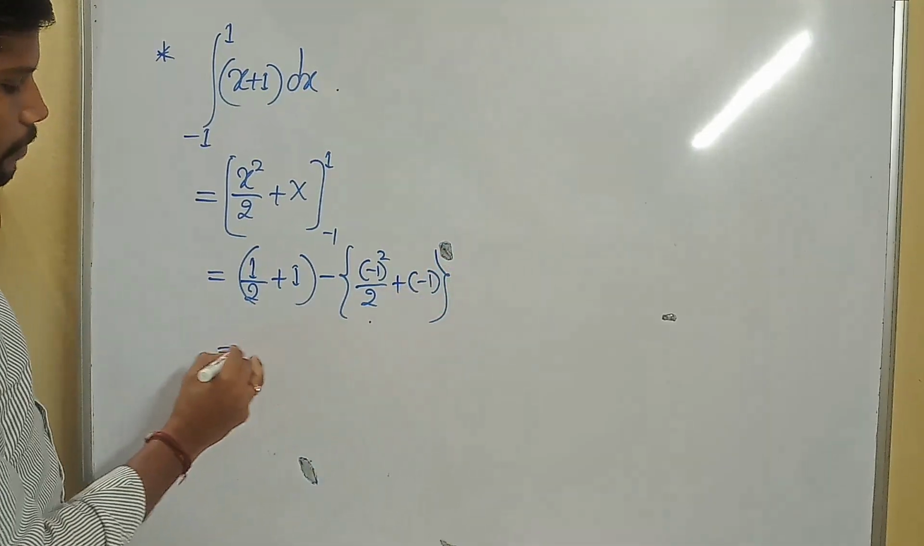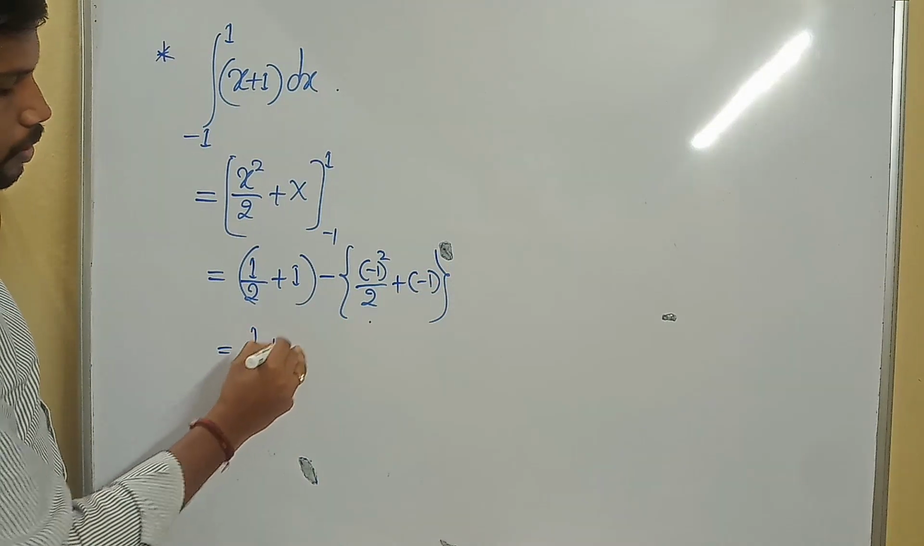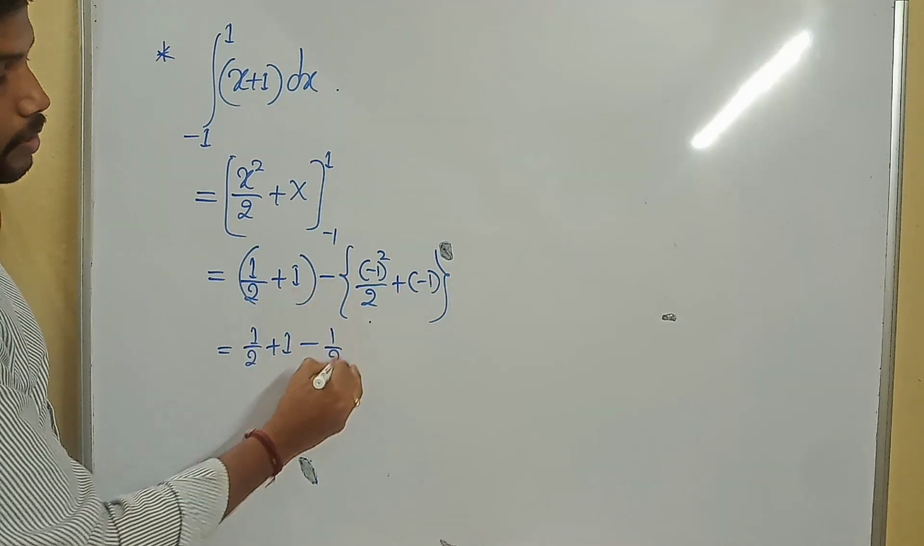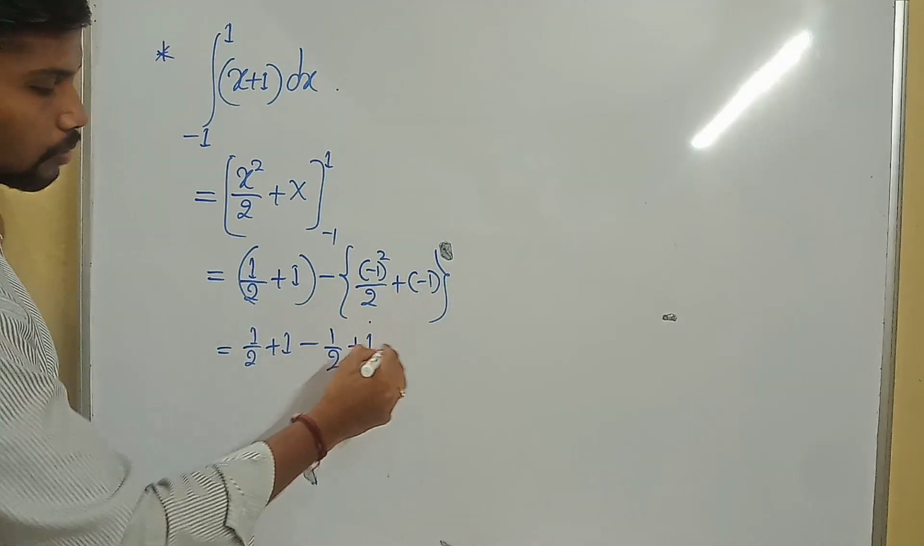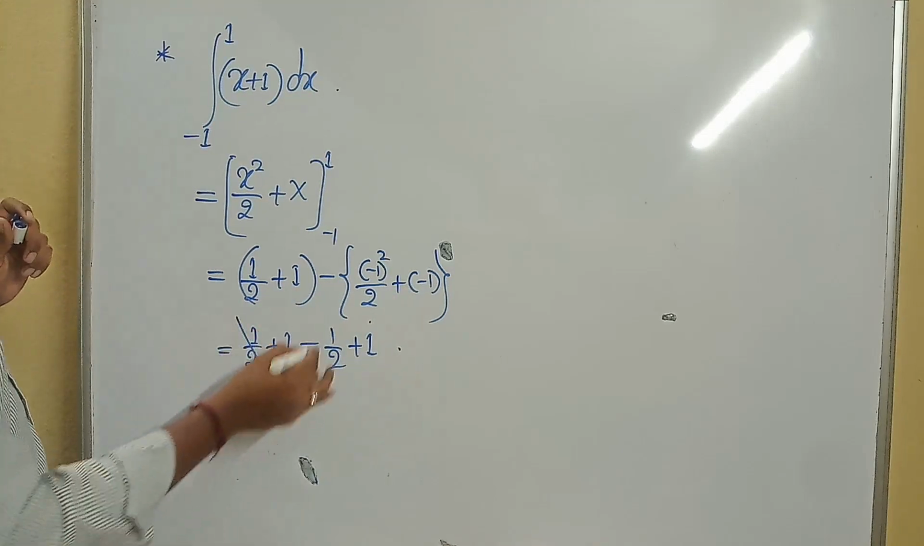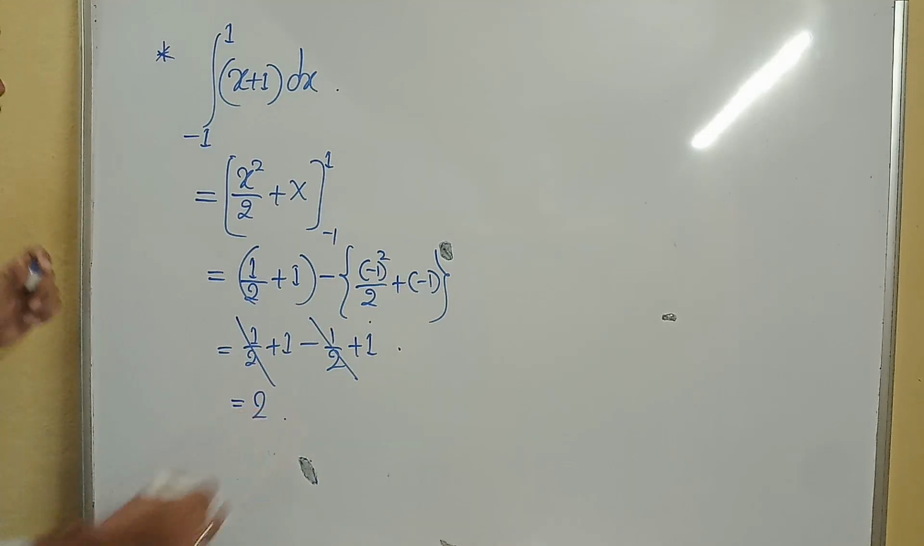Got the point clearly? It will be 1 divided by 2 plus 1. It will be minus 1 by 2 minus 1 will be plus 1. Got it? Okay. Plus 1 by 2 minus 1 by 2 cancel. 1 plus 1, 2. Got the point clearly?